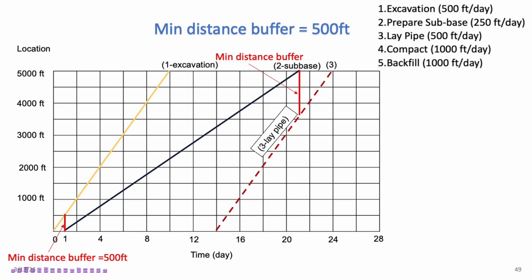Now, let's move on to the third activity, which is laying pipes. This activity progresses at the same rate as the first activity, excavation, at 500 feet per day. Because of this, the slope and duration of its line on the schedule will be identical to excavation.